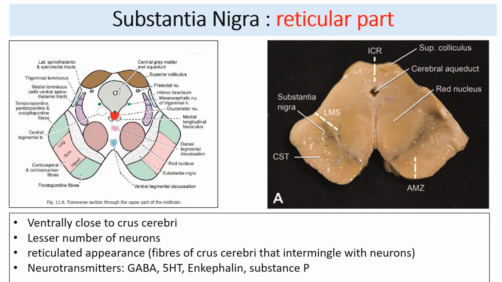The reticular part of the substantia nigra is closer to the crus. That means they occupy the more ventral part of the substantia nigra. They have a lesser number of neurons having a reticulated appearance. And the neurotransmitters GABA, serotonin, enkephalin, substance P are released by these neurons.